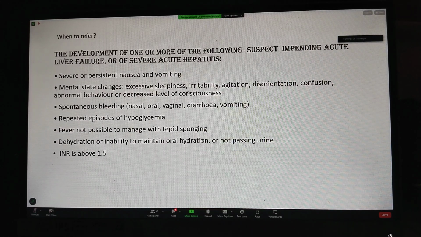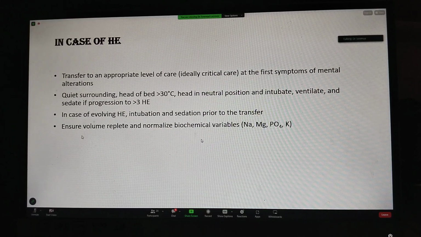We should suspect impending acute severe hepatitis or acute liver failure with the development of one or more of the following: severe or persistent nausea and vomiting; a change in mental status, like excessive sleepiness, irritability, agitation, disorientation, confusion, abnormal behavior, or decreased level of consciousness; episodes of spontaneous bleeding; recurrent episodes of hypoglycemia; fever that cannot be managed pharmacologically or by tepid sponging; severe dehydration; or INR above 1.5.